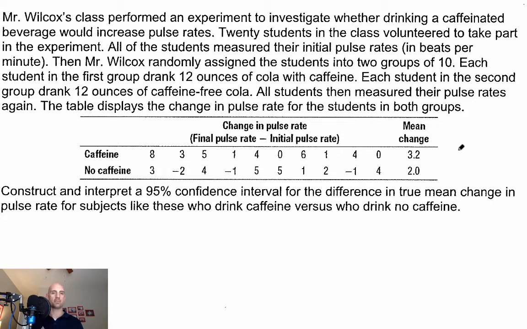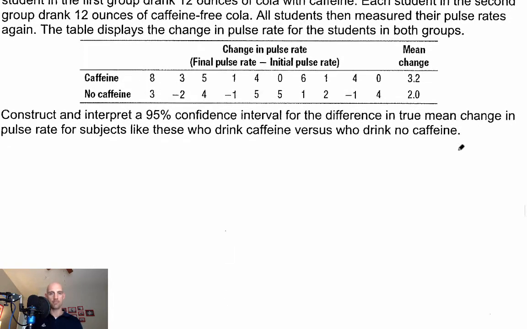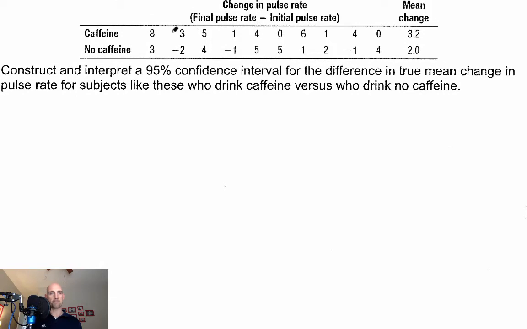All students then measured their pulse rates. Again, the table displays the change in pulse rates for the students in both groups: final pulse rate minus initial pulse rate. So this would represent an increase of 8, an increase of 3, an increase of 5, an increase of 1, and that was for the caffeine group. For the no caffeine group, an increase of 3, a decrease of 2, etc. The mean change is represented over here.